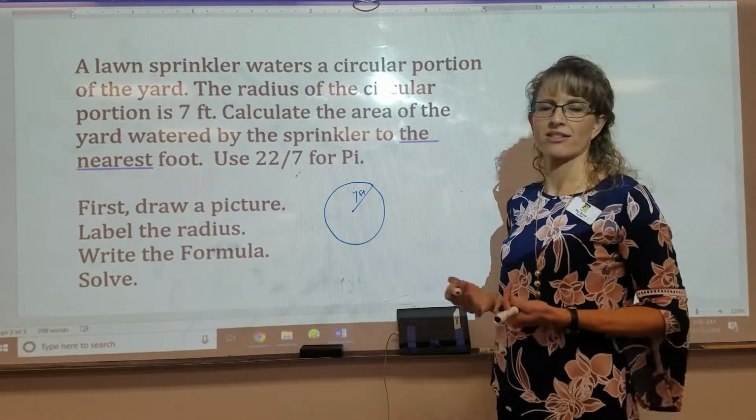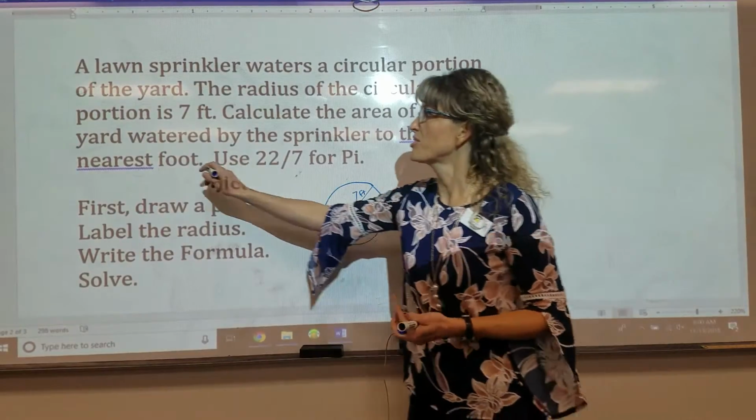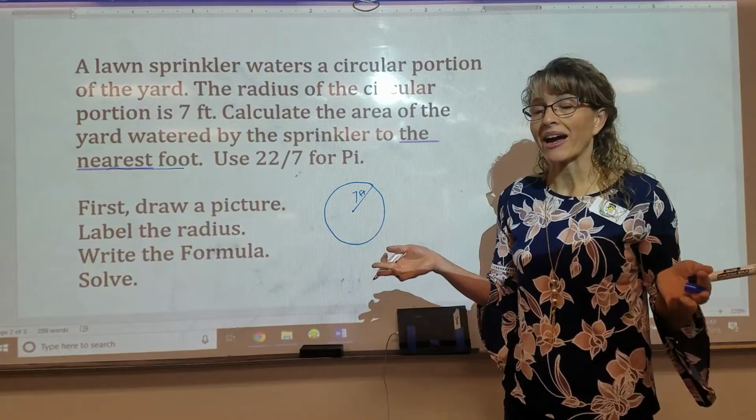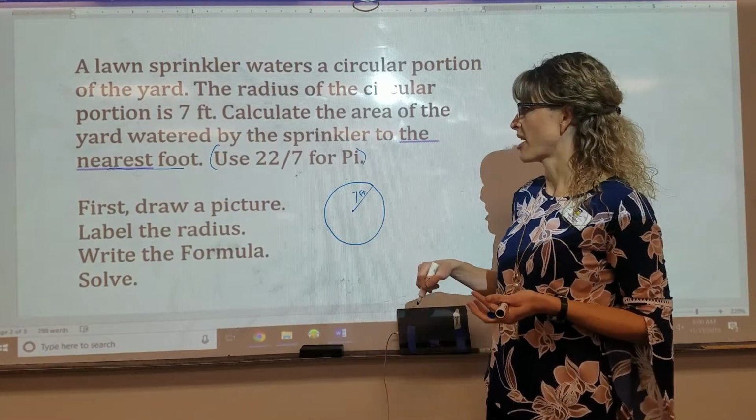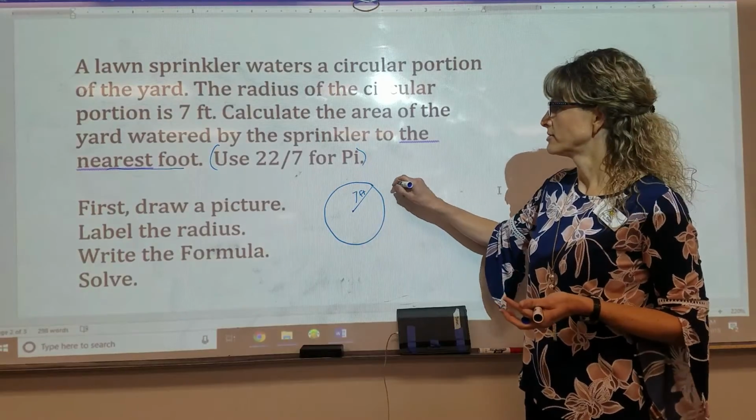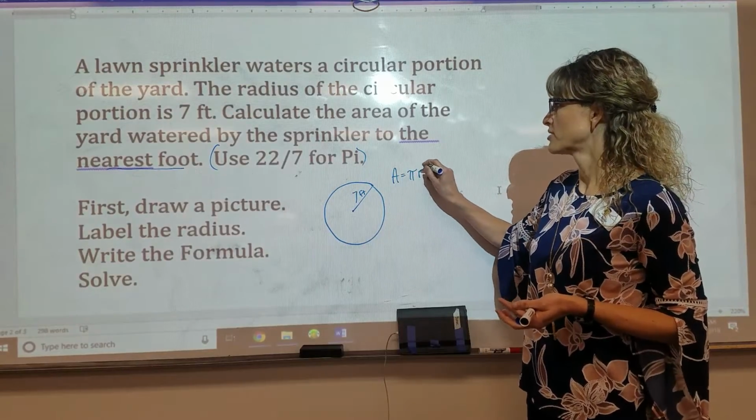This sprinkler, it says the radius is 7 feet, and they want to know how much area of space the sprinkler waters. And they want it to the nearest foot. That means we're not going to be leaving pi as pi. It gives us a little hint: use 22/7 for pi. You'll see why.